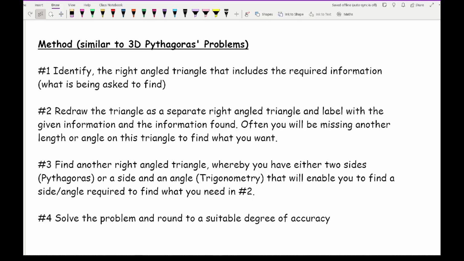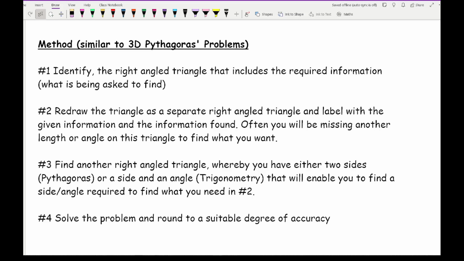The next thing you want to do is redraw the triangle as a separate right angle triangle. So you want to take that right angle triangle out of the 3D shape so that you're just dealing with a 2D model. And you want to label the given information and the information found. Often you'll be missing another length or angle on this triangle, otherwise it wouldn't be classed as 3D. The next step is then to find another right angle triangle whereby you have either 2 sides, so you can use Pythagoras, or a side and an angle where you can use trigonometry. And this will enable you to find the side or the angle required in step 2. And then step 4 is to solve the problem and round to a suitable degree of accuracy.